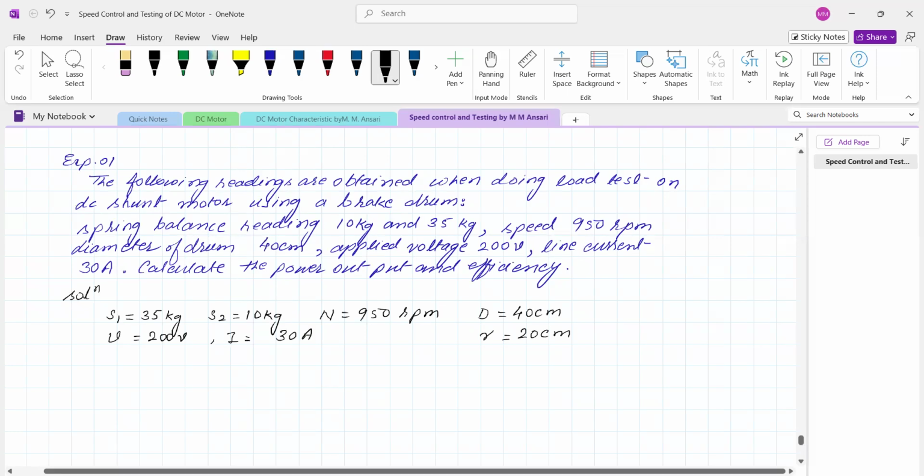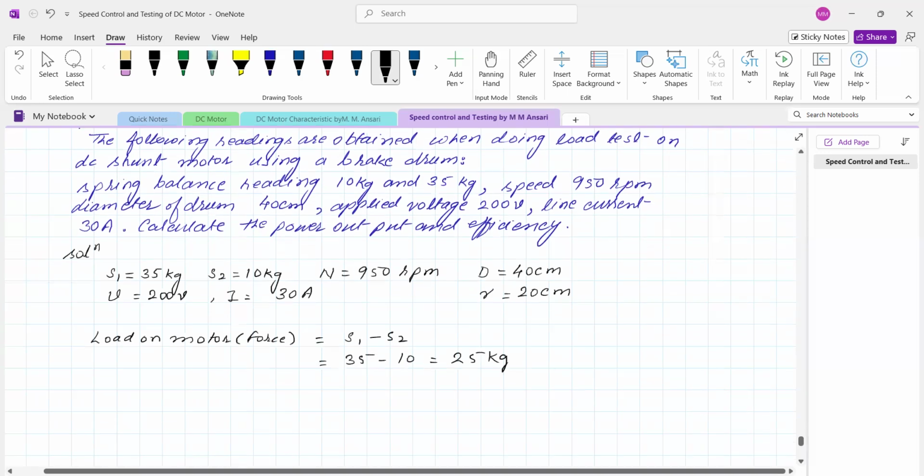Okay, so for that purpose, first we will calculate the load on the motor, that is nothing but the force. So it is equal to S1 minus S2, which is 35 minus 10, equal to 25 kg. Now radius we know, therefore it is possible to calculate shaft torque.